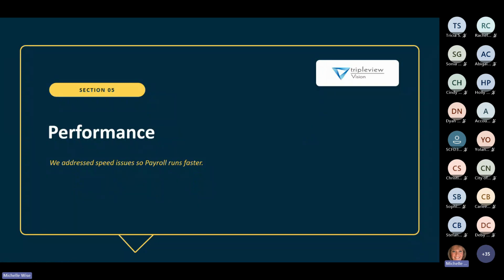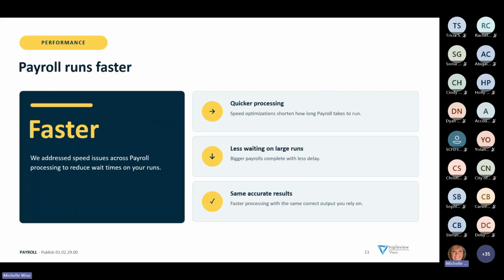And then, of course, we're always looking at our speed performance to try and get our system to process more quickly. So there are a couple more optimizations to help shorten the payroll process. Now, everybody is not going to get in there tomorrow and say, oh my gosh, my payroll ran so much faster. You may not notice that.